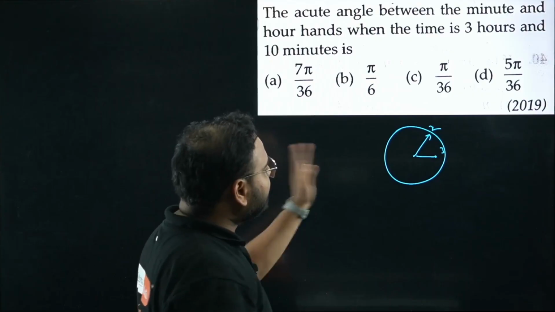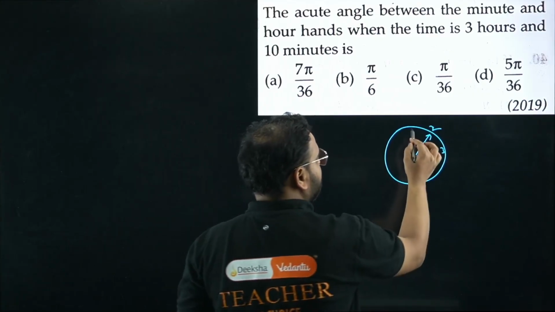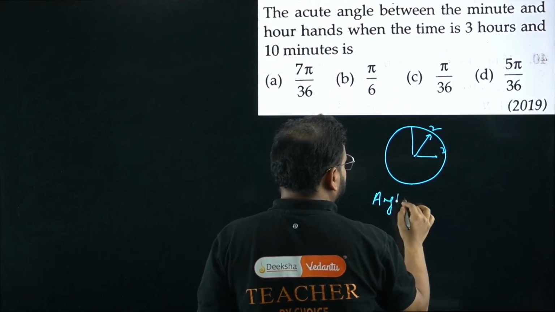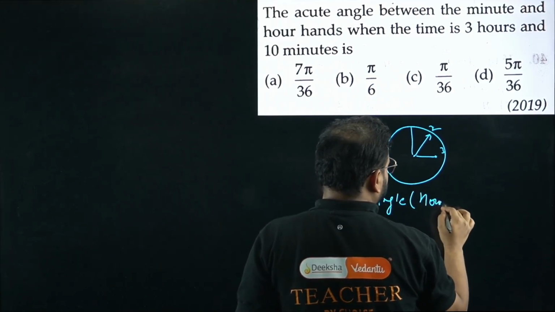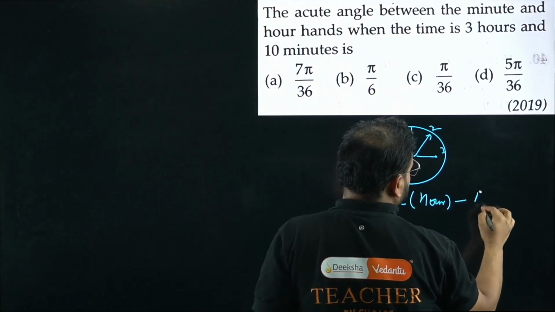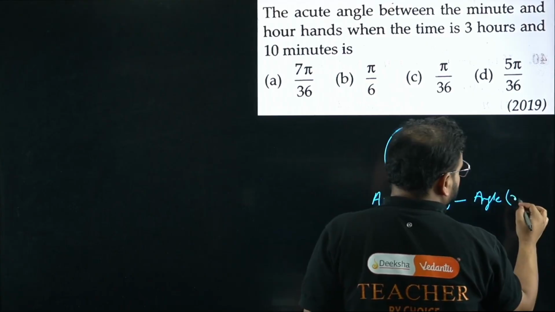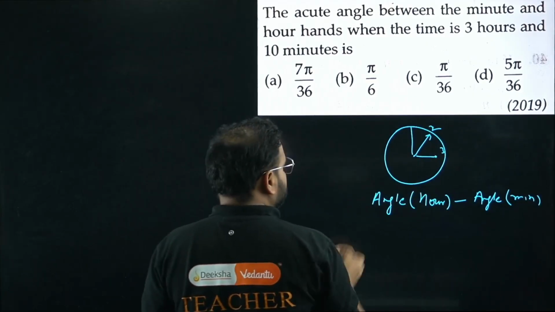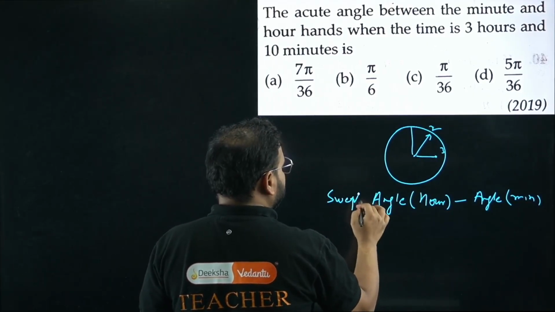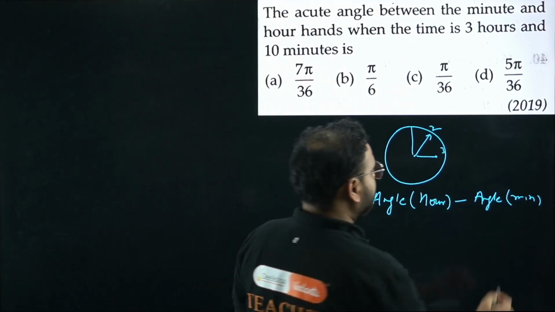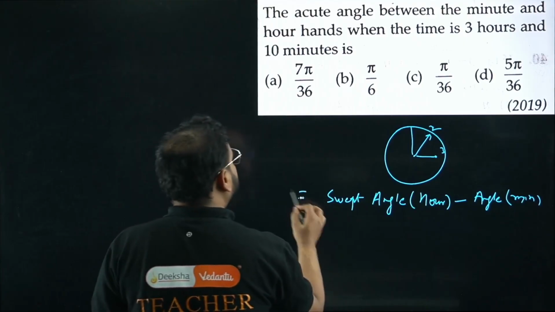Now if you check this carefully, the angle moved by the hour hand minus the angle swept by the minute hand. So the swept angle by the hour hand minus the swept angle by the minute hand, that's your answer. Yes or no? This is my answer. Let's say theta.